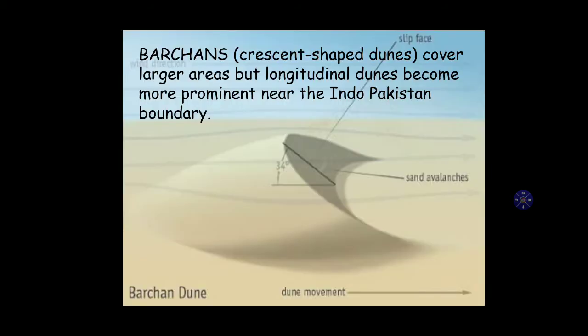Now, one important feature of it is the barchan, the crescent shaped dunes. When we talk about barchans, they are called crescent shaped dunes and they are shifting dunes. And see the shape, it makes a crescent shape, that's why it is known as crescent shape. It covers a large area, but longitudinal dunes become more prominent near the Indo-Pakistan boundary.